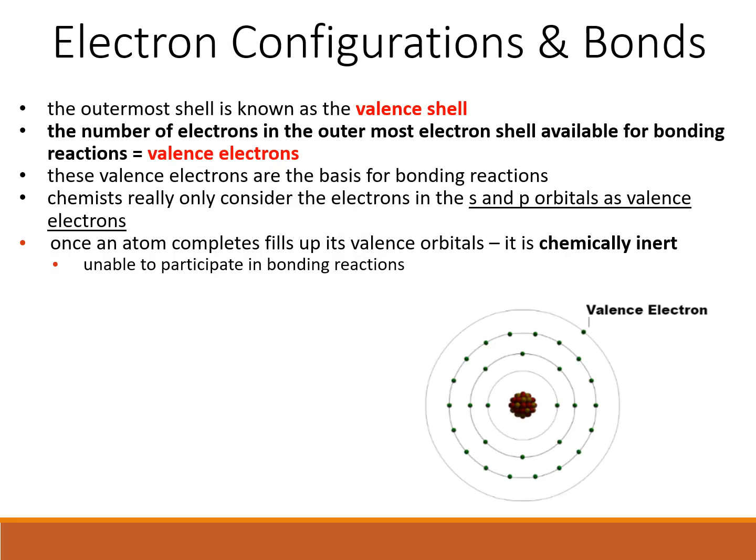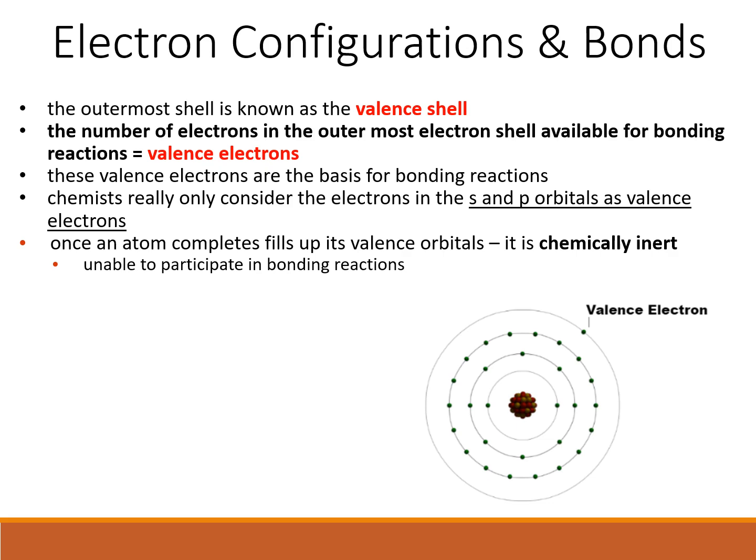In chemistry, the outermost shell is known as the valence shell. And the number of electrons in the outermost electron shell that are available for bonding are called valence electrons. These valence electrons are the basis for bonding reactions. The valence electrons are found in s and p orbitals. This is why we don't care about d and f. They are not valence electrons.